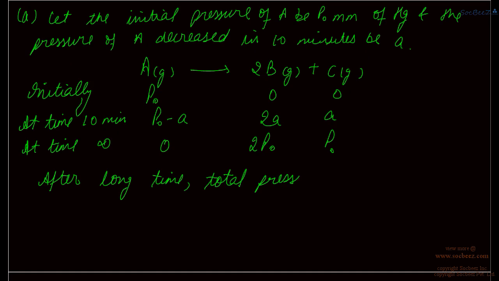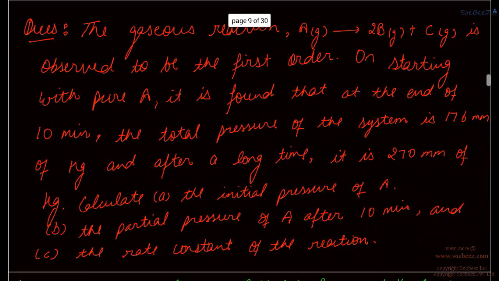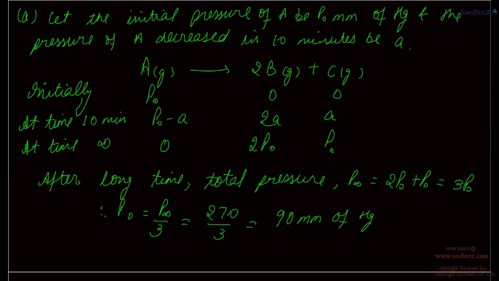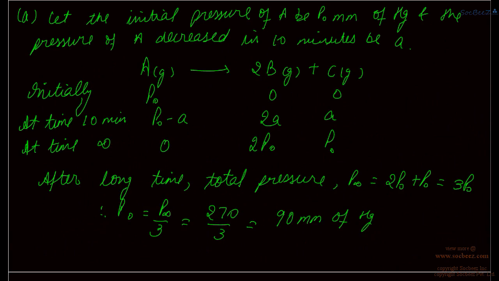After a long time, total pressure equals 2P naught plus P naught equals 3P naught. Okay. Now, it is given that P infinity equals 270 millimeter. Therefore, P naught equals P infinity upon 3 equals 270 upon 3 equals 90 millimeter of Hg. Here, we were supposed to calculate the initial pressure of A. So, the initial pressure of A comes out to be 90 millimeter of Hg.